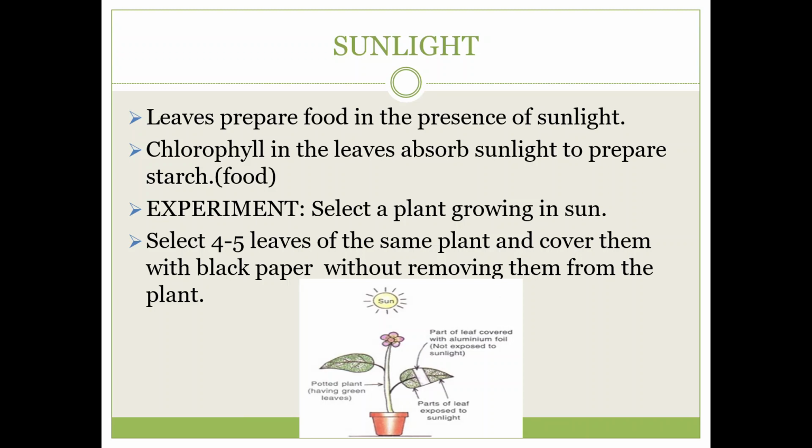The most important thing that is required for photosynthesis is sunlight, because in the absence of sunlight, leaves cannot make food. Leaves prepare food only in the presence of sunlight. Chlorophyll in the leaves absorbs sunlight to prepare starch or food.